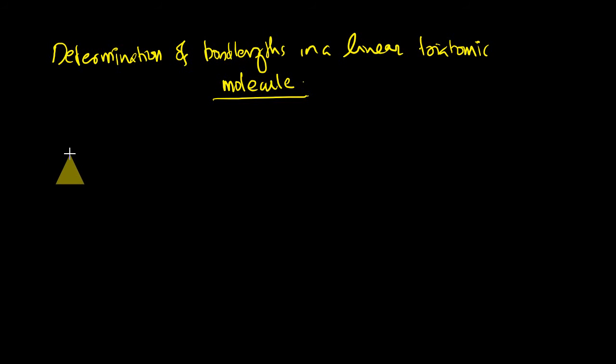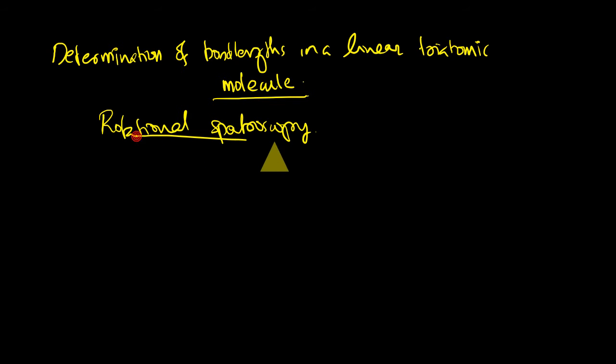Okay, in this video I am going to talk about the determination of bond lengths in a linear triatomic molecule using rotational spectroscopy. This is an application of rotational spectroscopy. You already know how to determine the bond length in a diatomic molecule. Here we will discuss the determination of a bond length specifically in a triatomic molecule like OCS.